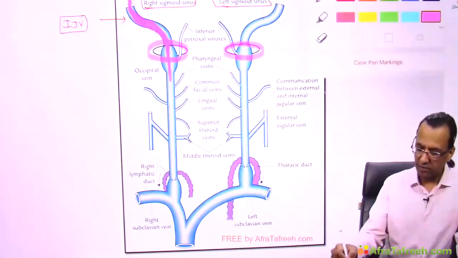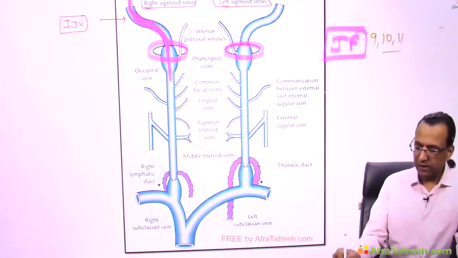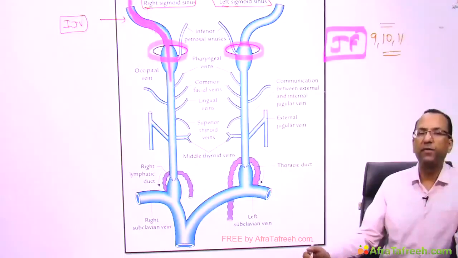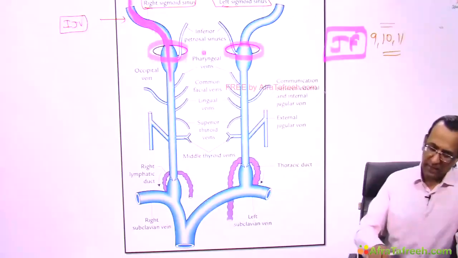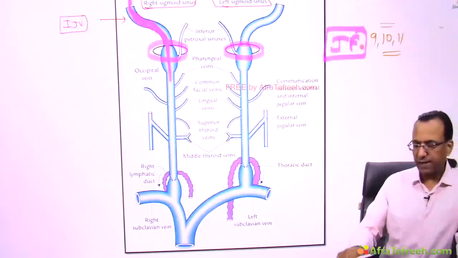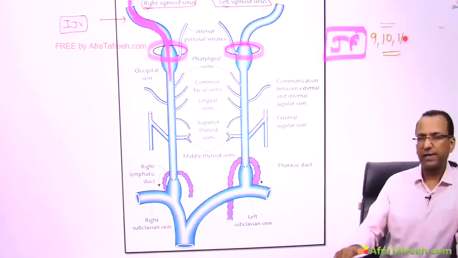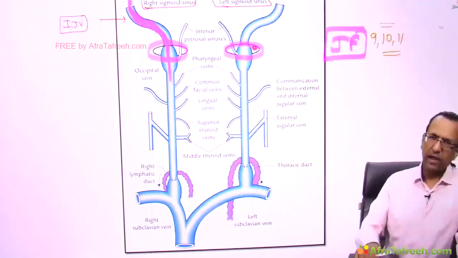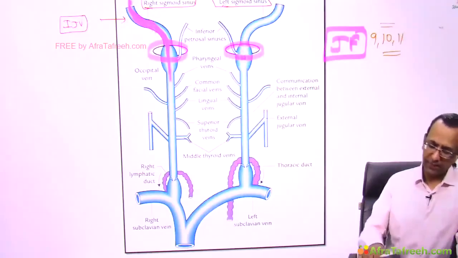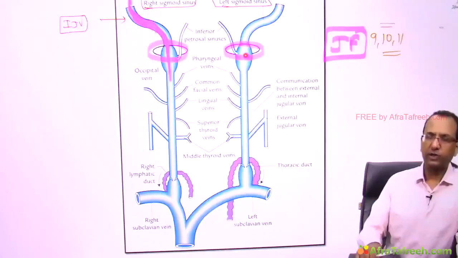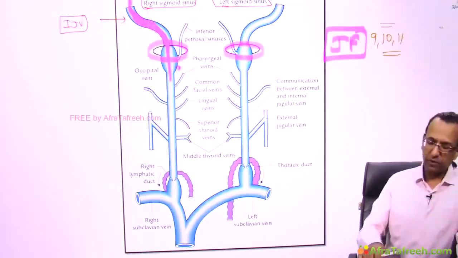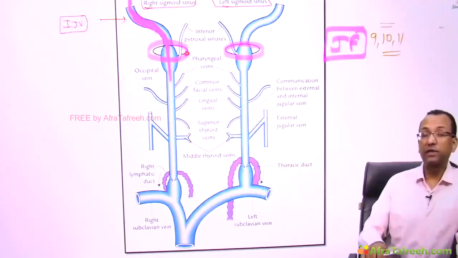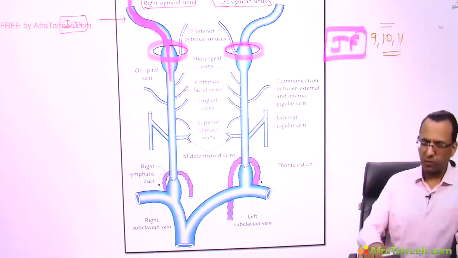Yes, you have nerves number 9, 10, 11, but it is also the beginning of the internal jugular vein. So we are saying that in the jugular foramen we have nerves number 9, 10, 11 and the beginning of the internal jugular vein on each side. And it is receiving the first tributary into it, which means the inferior petrosal sinus. Remember, the inferior petrosal sinus was draining the cavernous sinus into the internal jugular vein. The cavernous sinus will drain the blood into the inferior petrosal sinus and into the internal jugular vein.